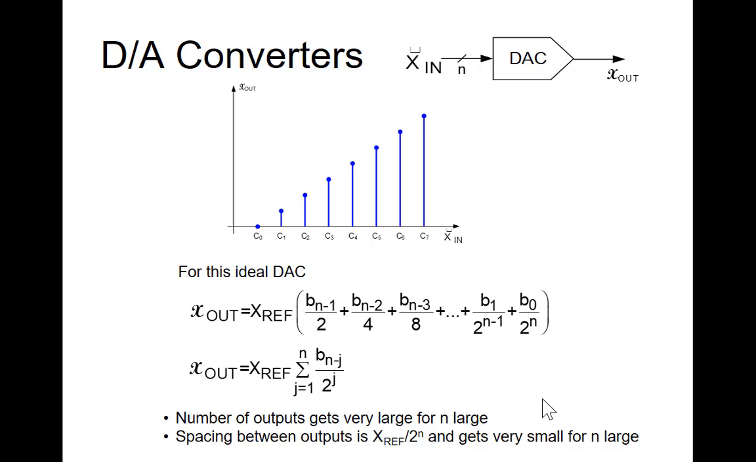If you look at the number of outputs, for n large, the number of outputs gets really big. In this example, I only have 3 bits, so I have 8 outputs. But if I had 16 bits, I'd have about 64,000 outputs. So there's a lot of outputs for a large n.